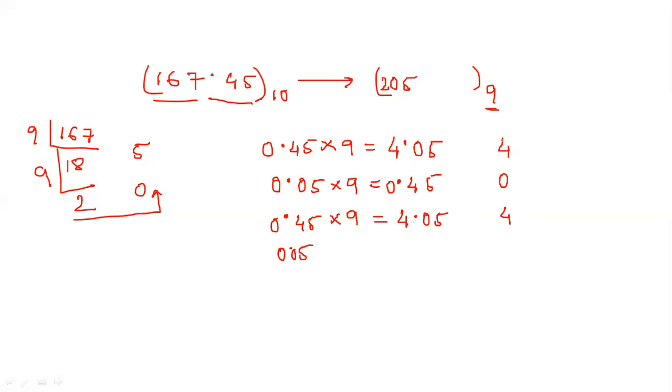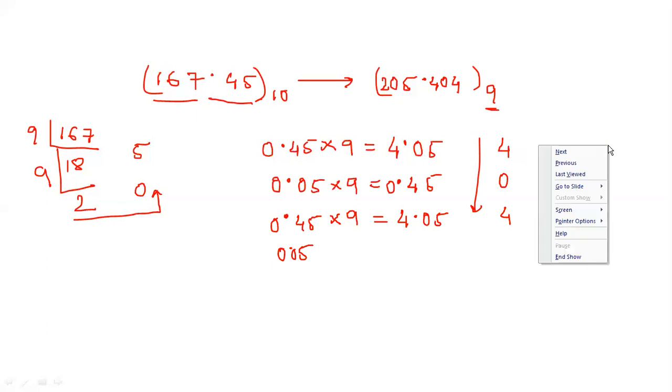So this is repeating. So what we need to do, just after 3 digits we stop over here, and what is our equivalent of the 0.45 in the base 9 number system, that is 0.404. That is the rule of the generalized thing.